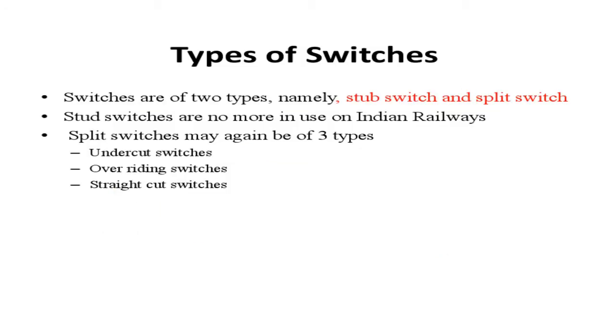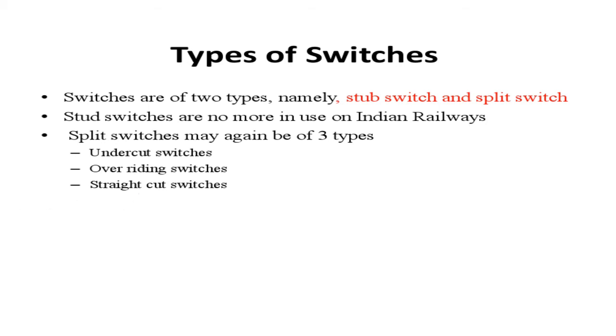Now coming to the types of switches. Switches are mainly of two types. One is the stub switch and the other is the split switch. The stub switches are no more in use in Indian railways because of many of the disadvantages of the stub switch. Now the split switches may again be of three types. One is the undercut switch, the other is the overriding switch, and next is the straight cut switch.